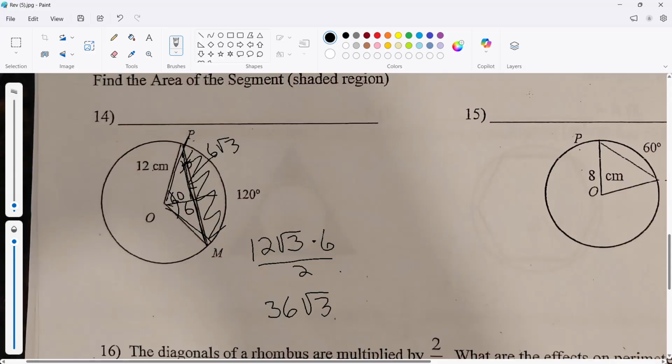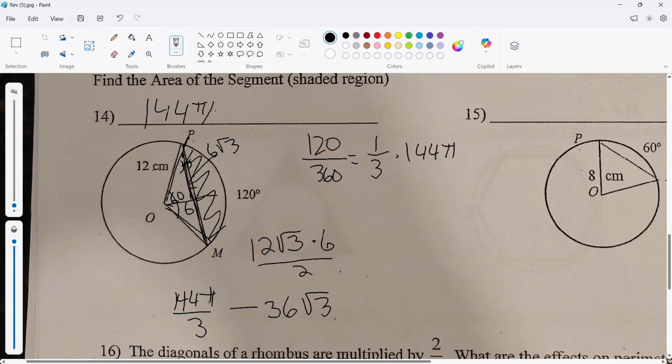How do I find the area of the sector? Well, it's 120 divided by 360, which is 1/3, times pi r squared. The r is 12, so times 144 pi. So 144 pi over 3 minus 36 square root of 3. Let me double check this again. 120 divided by 360 is 1 over 3 times 12 squared is 144 pi. Yeah, that's it. So it's 144 pi over 3 minus 36 square root of 3.